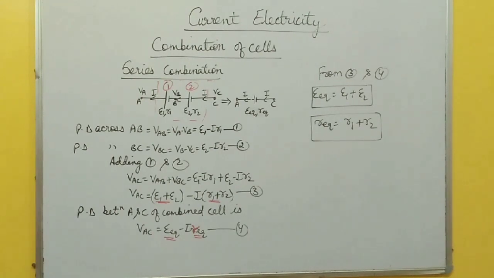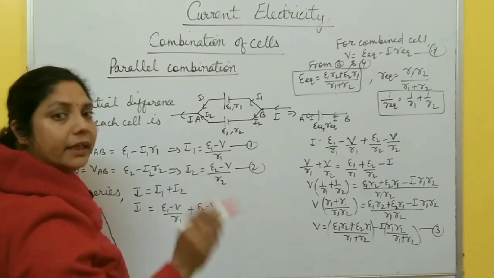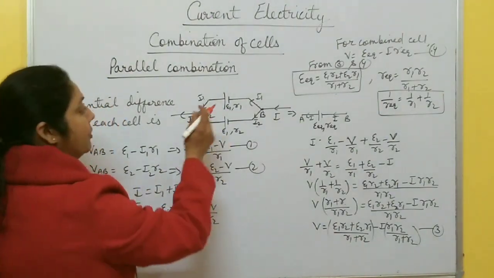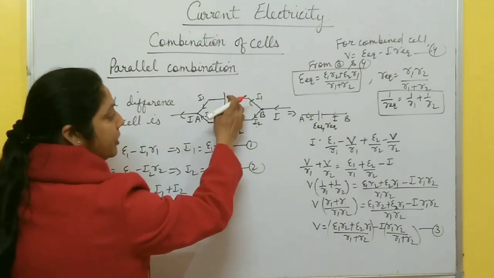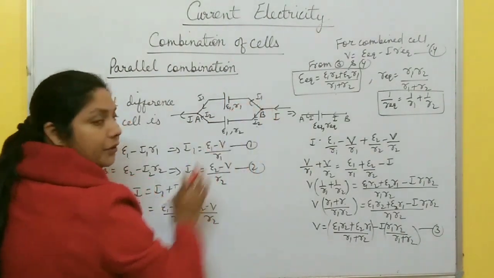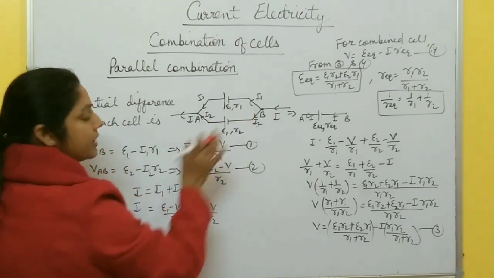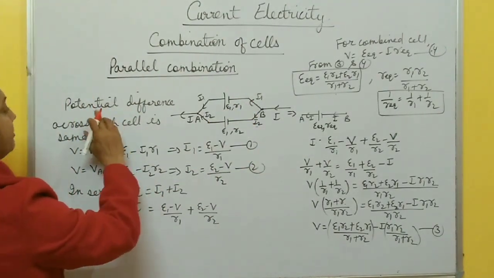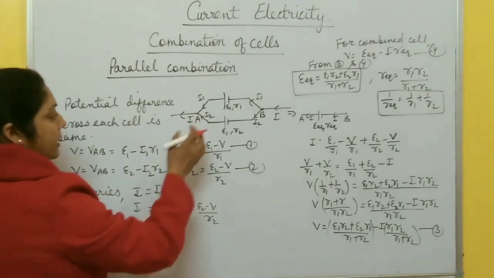Please take a screenshot. Then parallel combination. Now parallel combination. In case of parallel combination, the positive terminal of both cells is connected to one point and the negative terminal of each cell is connected to another point, so that the potential difference across the two cells is the same. So in case of parallel combination, the potential difference across each cell is the same.